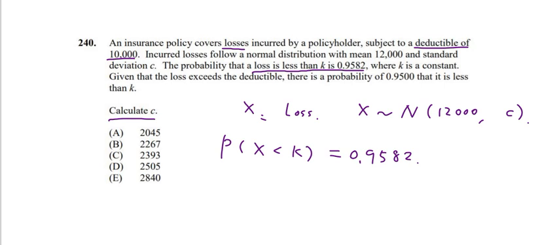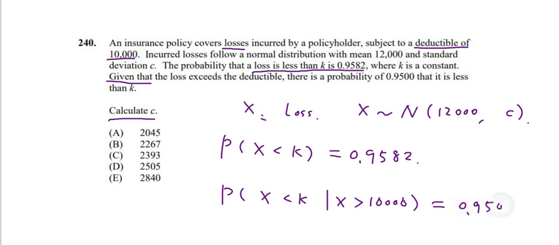Then we have another condition. Given that the loss exceeds the deductible, the probability that x is less than k under this condition is 0.9500. So we need to find this C.